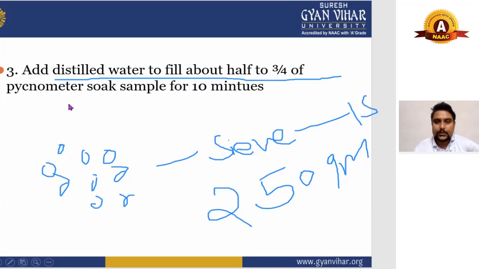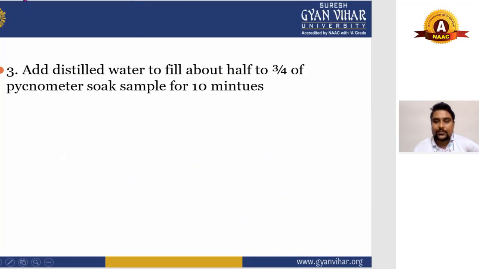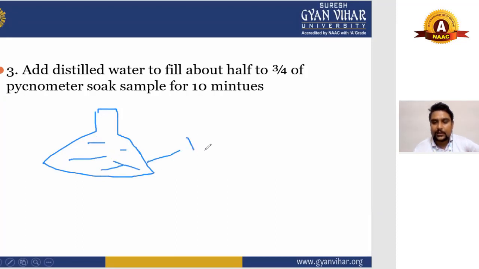Now what you have to do is add distilled water to fill about half to 3/4 of the picnometer and soak the sample for 10 minutes. You have to fill soil in your picnometer. When you fill the soil in the picnometer, you also have to add the water here, and keep it for 10 minutes. As mentioned here, you have to keep it for 10 minutes in your geotech lab also. And your temperature should be normal, you have to keep this flask at room temperature.